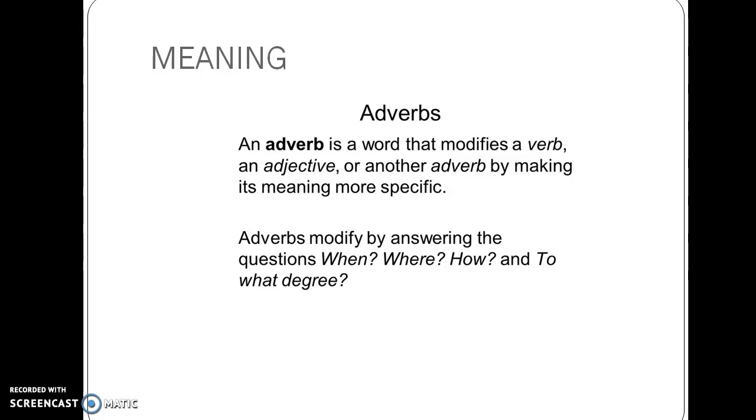Modifies means it gives us more information about a verb, an adjective, or another adverb by making its meaning more specific. That means it adds meaning. It gives us more information about a verb, adjective, or another adverb.